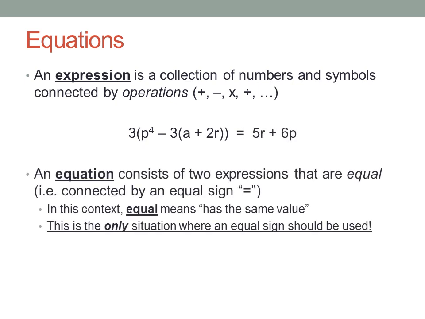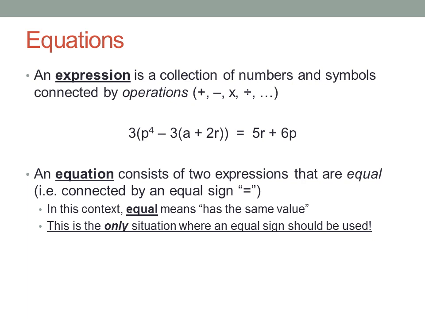If you put two expressions next to each other with an equal sign between them, then you've got an equation. You're saying that the two expressions are equal to each other, which is to say that they have the same value. Now you might not know what that value is yet, because there might still be some variables whose values you don't know. But you are asserting that the expression on the left and the expression on the right have the same value.